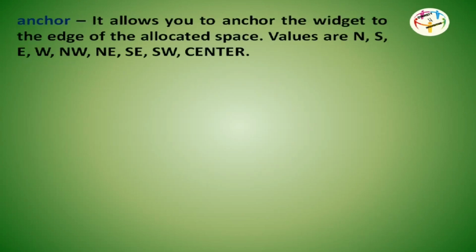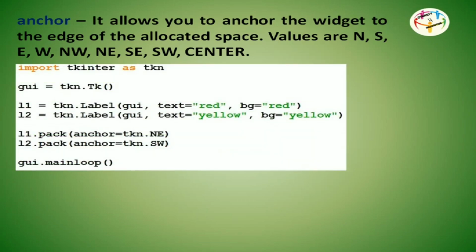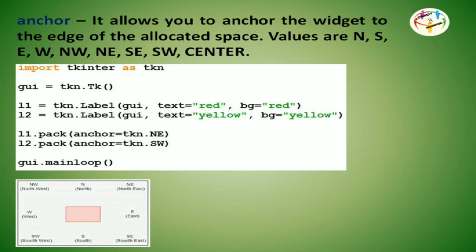Next option is anchor. It basically allows placing the widget in a particular region. Basically the regions are north, south, east, west, northwest, northeast, southeast, southwest and center. Total 9 regions. In this example 2 labels are used. The first label will be placed at the northeast position and the second label will be placed at the southwest direction. So these are the regions. Northeast means this position, southwest means this position.